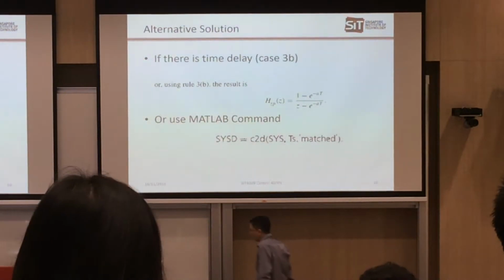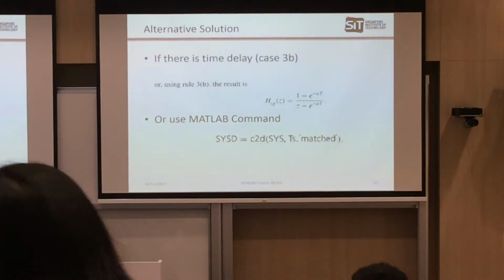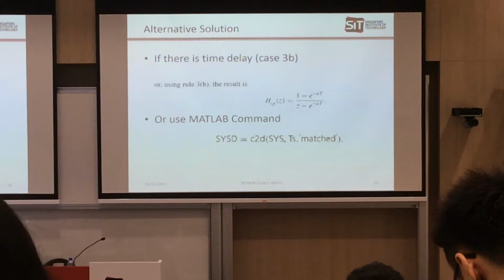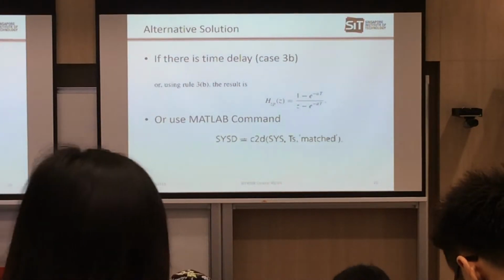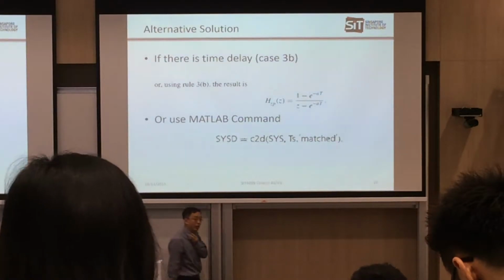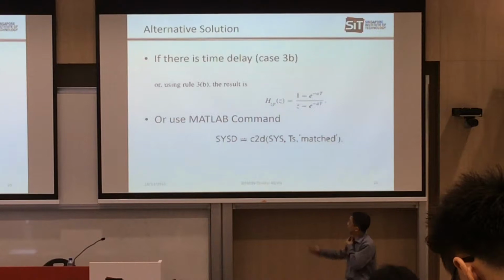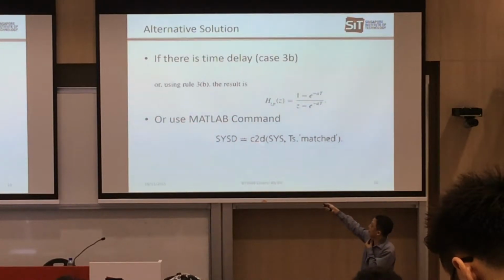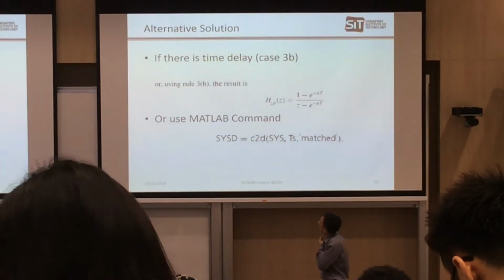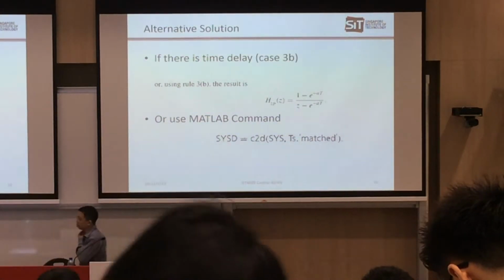And for some of you who are applying MATLAB, either in control design, FYP, or some other project, MATLAB also has certain commands which you can directly use to convert from continuous to digital. So basically, your C2D, continuous to digital. And the type they use here is called matched. So basically, this one is matched.